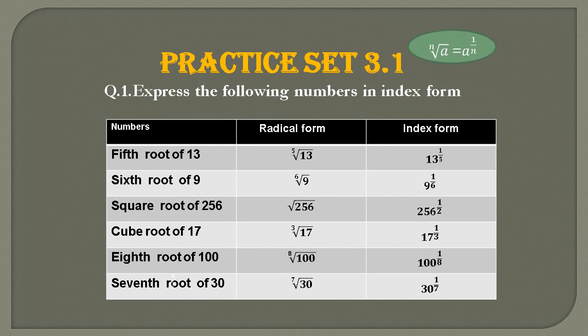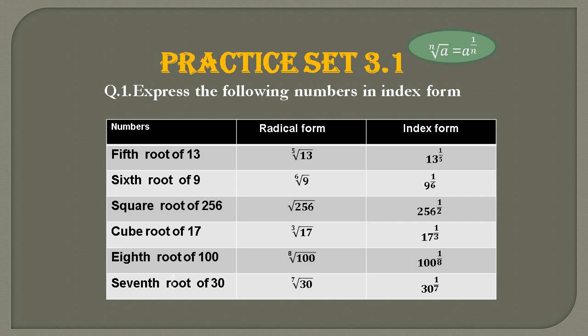Let us solve practice set 3.1. Question number 1. Express the following numbers in index form. First, fifth root of 13. We have already learned that the nth root of any number a is expressed as a raised to 1 by n in index form. Therefore, fifth root of 13 can be written as 13 raised to 1 by 5.